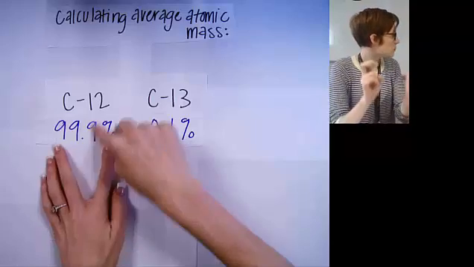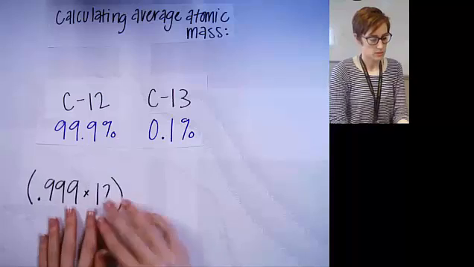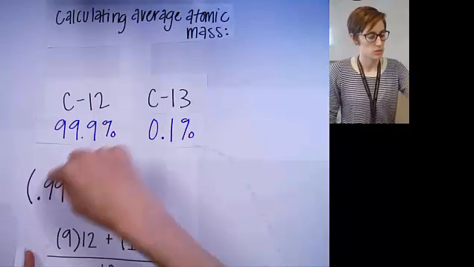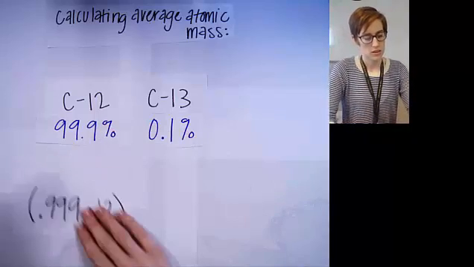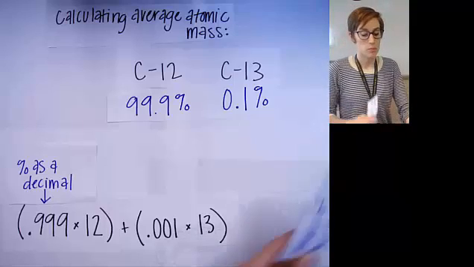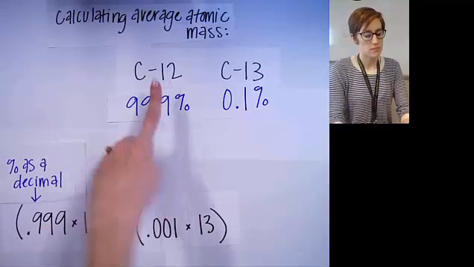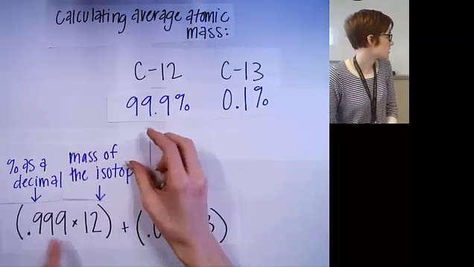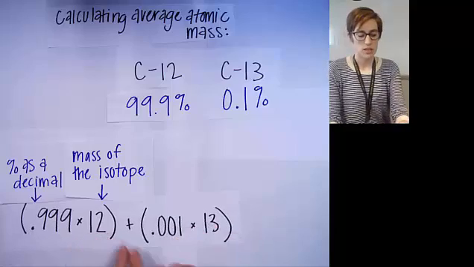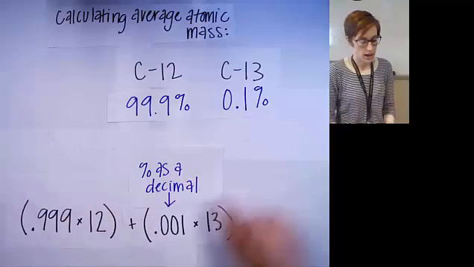This is going to be the number of carbons that are at 12. So I'm going to write it out like this. Instead of having the number like this, because it's a percentage, I write it down as a decimal. So here is the percentage of carbon-12, written as a decimal. And this right here is the mass of that isotope at that percentage. Does that make sense? And then I'm going to add that to my percentage as a decimal for carbon-13, and here's the mass of the carbon-13 isotope.